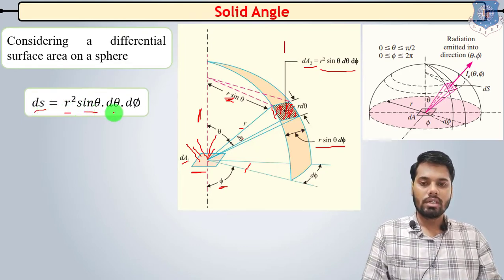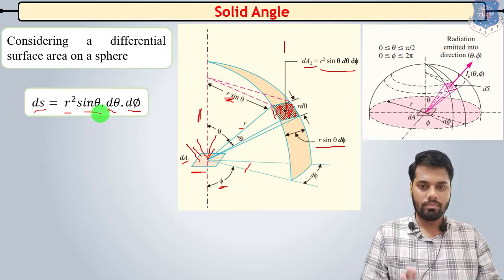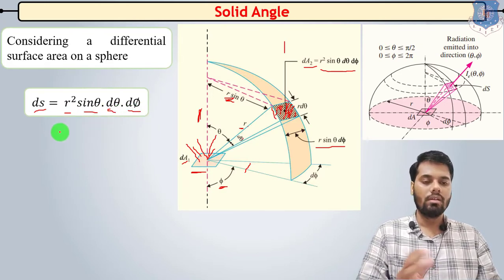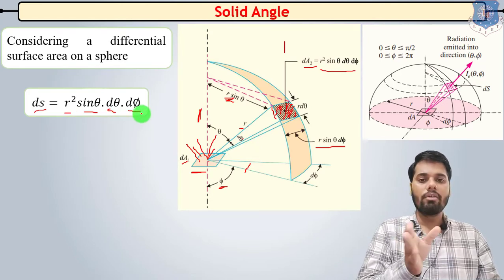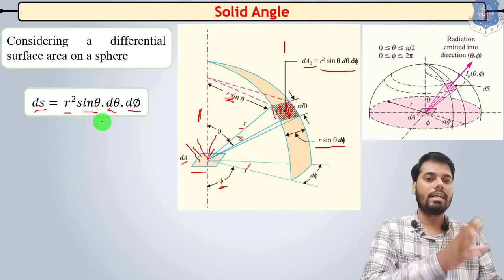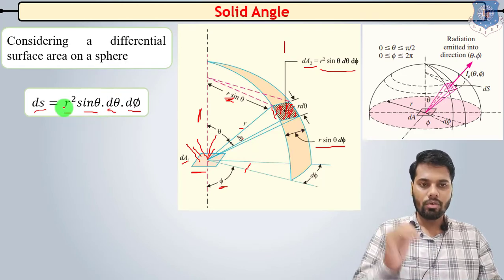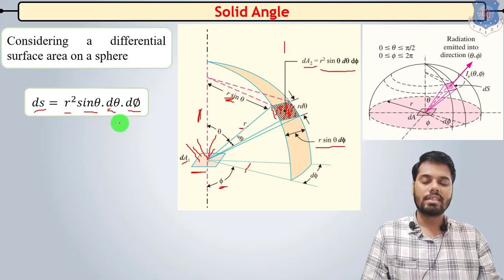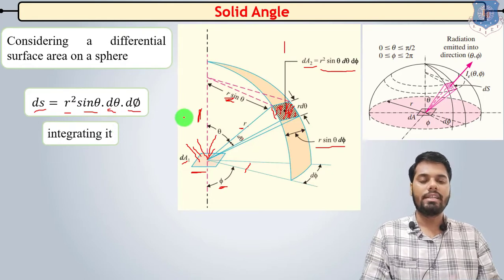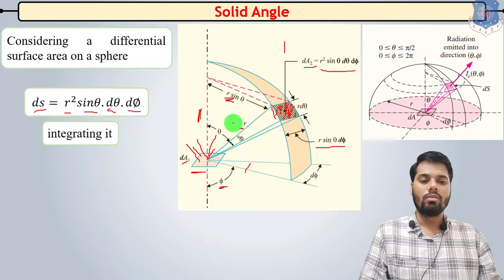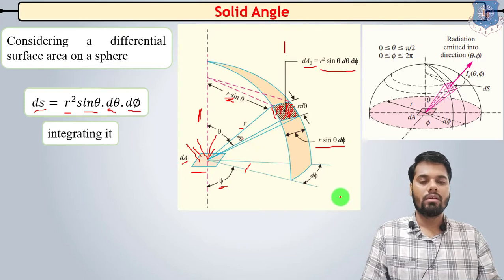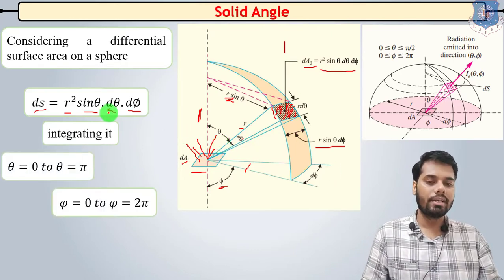So this is a differential area, r square sin theta d phi. Done. If you still have doubt how this r square sin theta d phi is found, you can watch the previous video on spherical coordinates. You will easily understand how it is calculated. Now this is a differential area, and we want it for the whole sphere, so we have to integrate it.